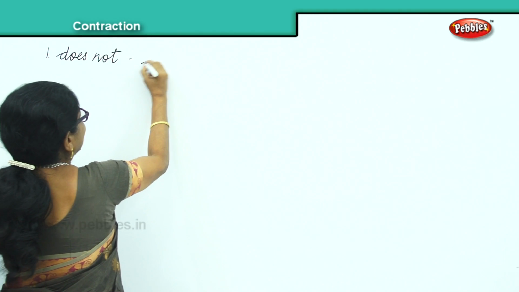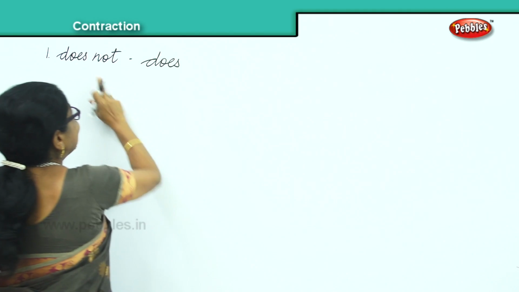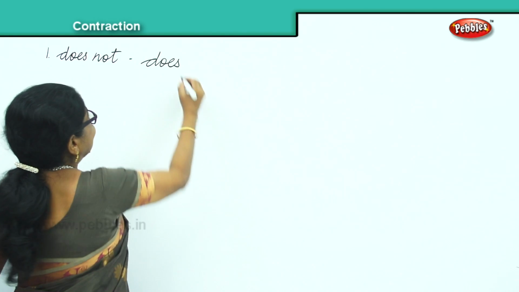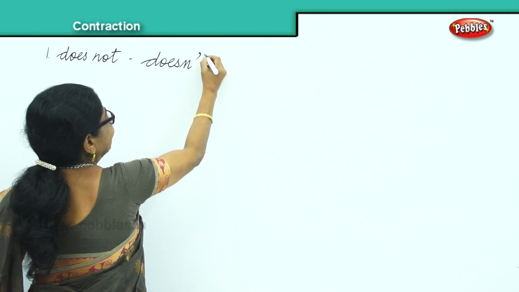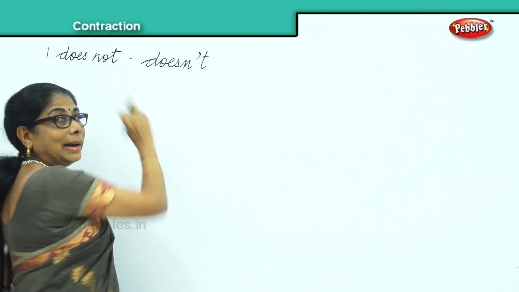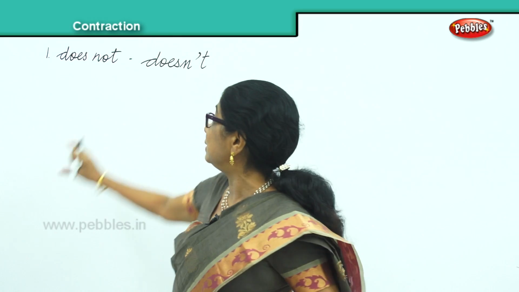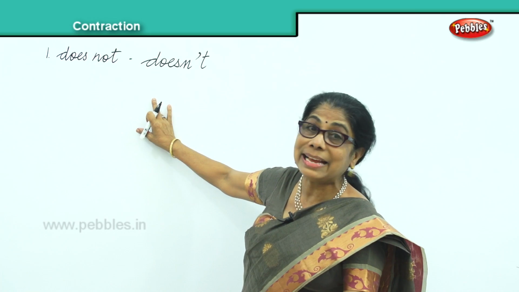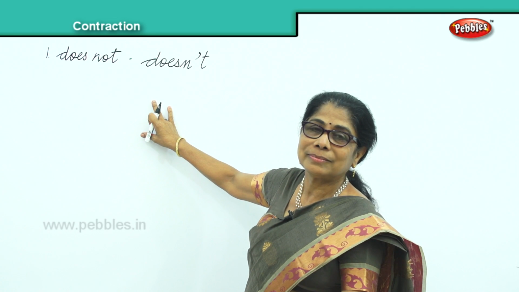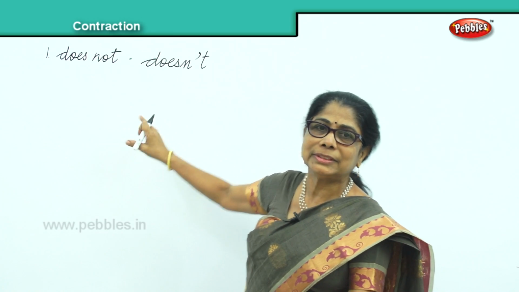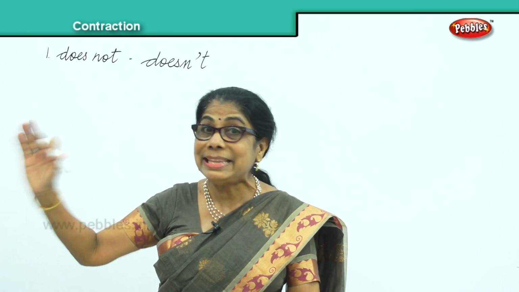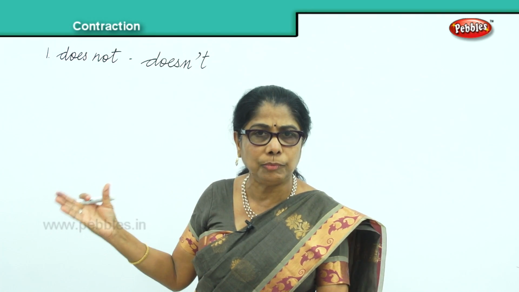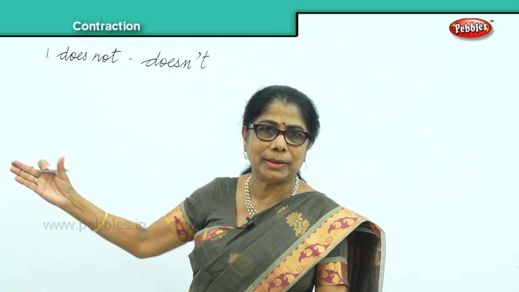You keep the first word "does" as it is, and in "doesn't" you take away the O, you put N, apostrophe, and then you write T. So you read "does not," and this contraction you read as "doesn't." She doesn't do any work. He doesn't come to class. You can also say he does not come to class. He does not do any work.